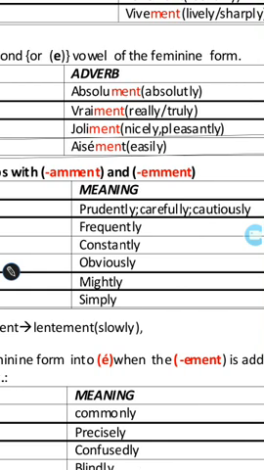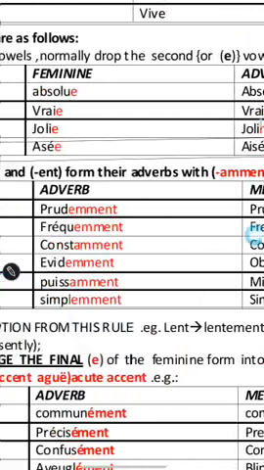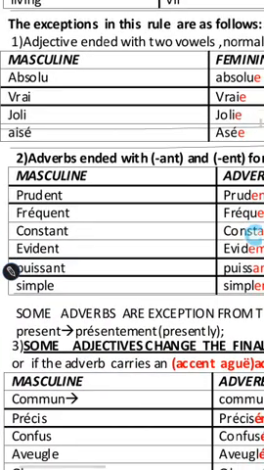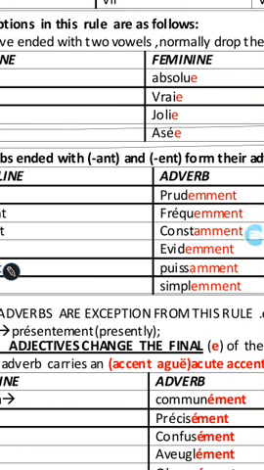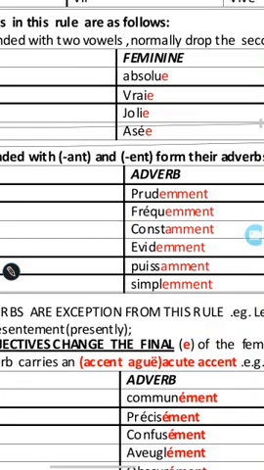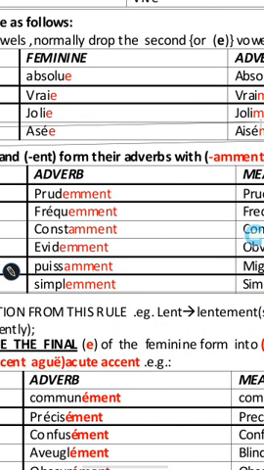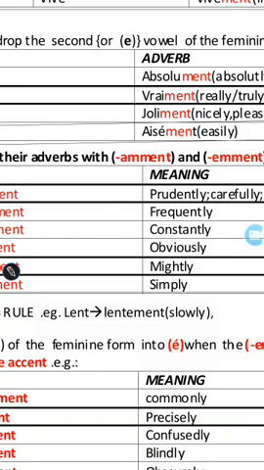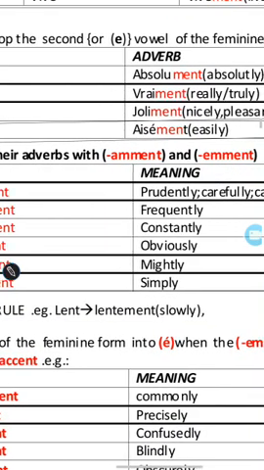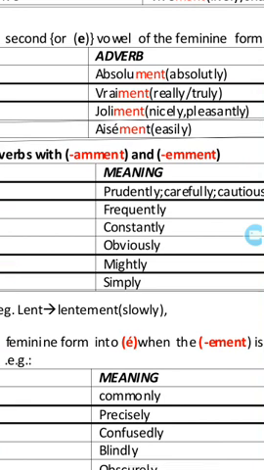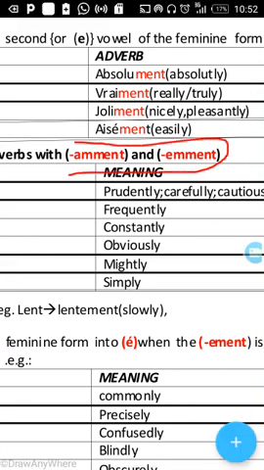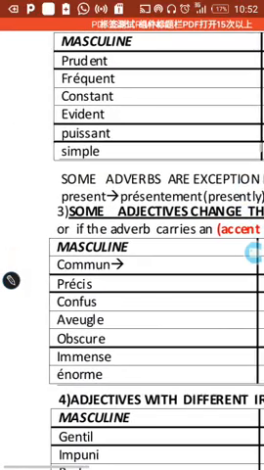Some adverbs are exceptions from this rule. Example, lent. Lent means slow. So the adverb deriving from lent is lentement, slowly. Present, présent, présentement, presently. Some adverbs change the final e of the feminine form into é with an accent when ment is added to the adjective to form an adverb. Or if the adjective carries an accent aigu, acute accent, you just add ment to it.